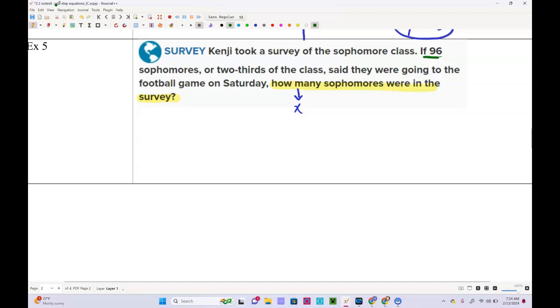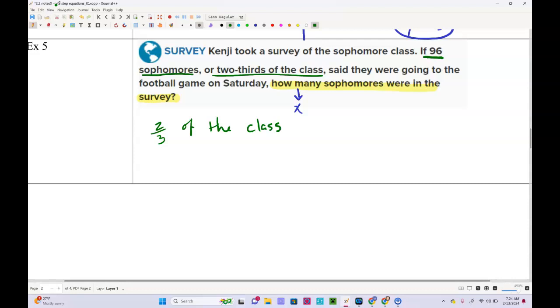It says 96 sophomores, or 2/3 of the class, said they were going to the football game. Sometimes what I like to do here is just take the problem and rewrite it below, right? So if you were to say 2/3, let's just write it like this: 2/3 of the class went to the football game. Went to the game. Okay.